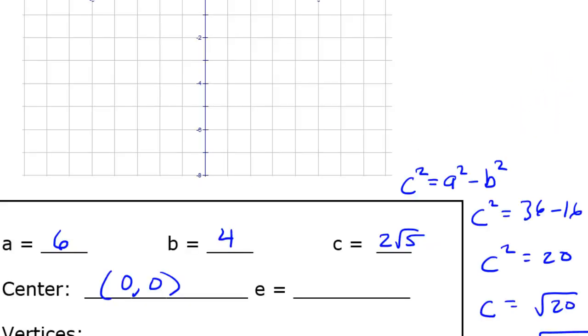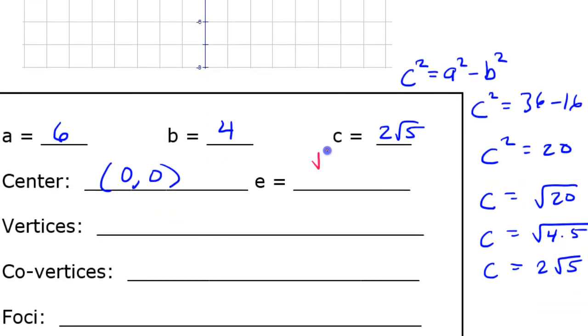While we're doing letters, let's go ahead and take care of e, the eccentricity. Remember that e is c over a. Just memorize that. So that means e is going to be 2 radical 5 over 6, which reduces down to radical 5 over 3.